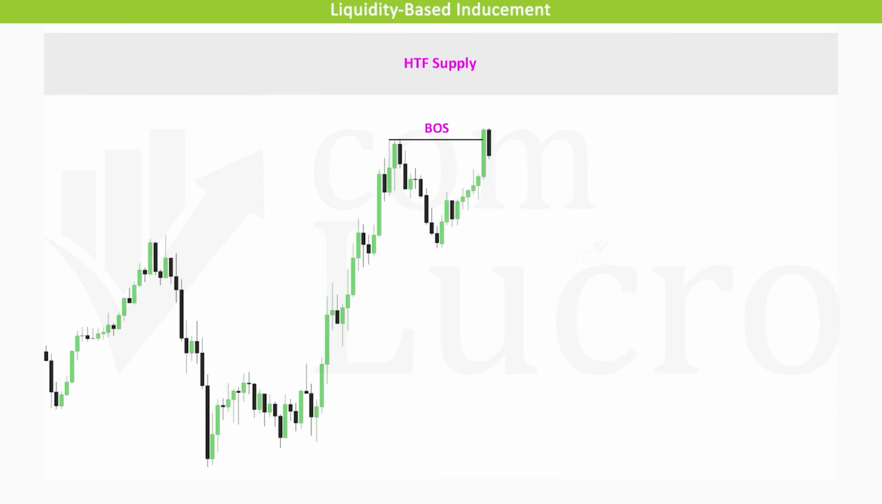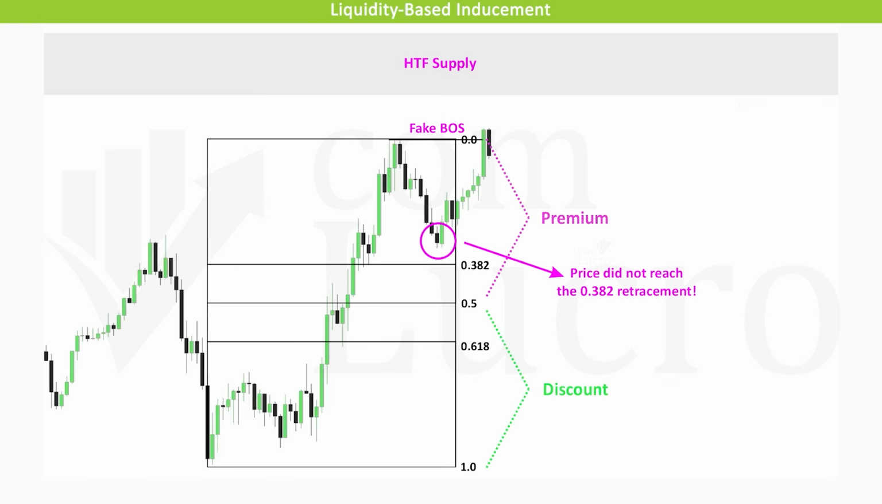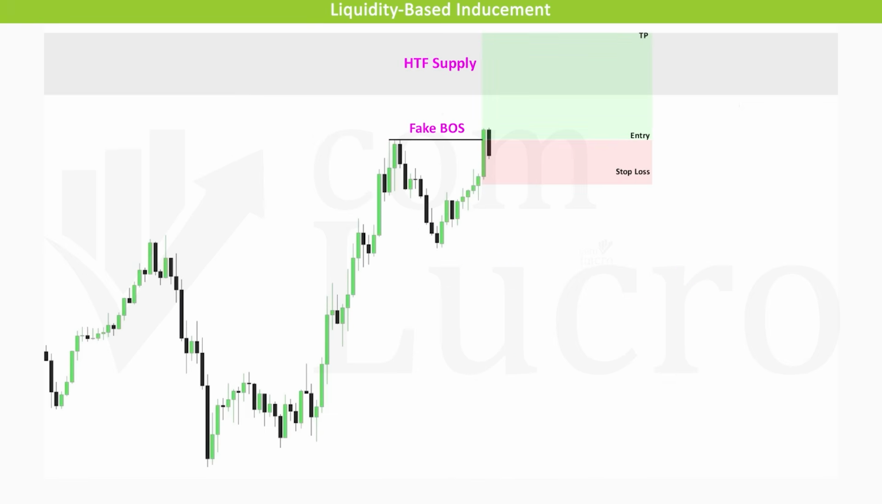First, price breaks above a minor swing high. This apparent break of structure immediately attracts breakout buyers, trend followers, and traders using tight stop losses who believe the bullish move is continuing. Shortly after this breakout, the market forms equal highs or highs that are nearly equal.